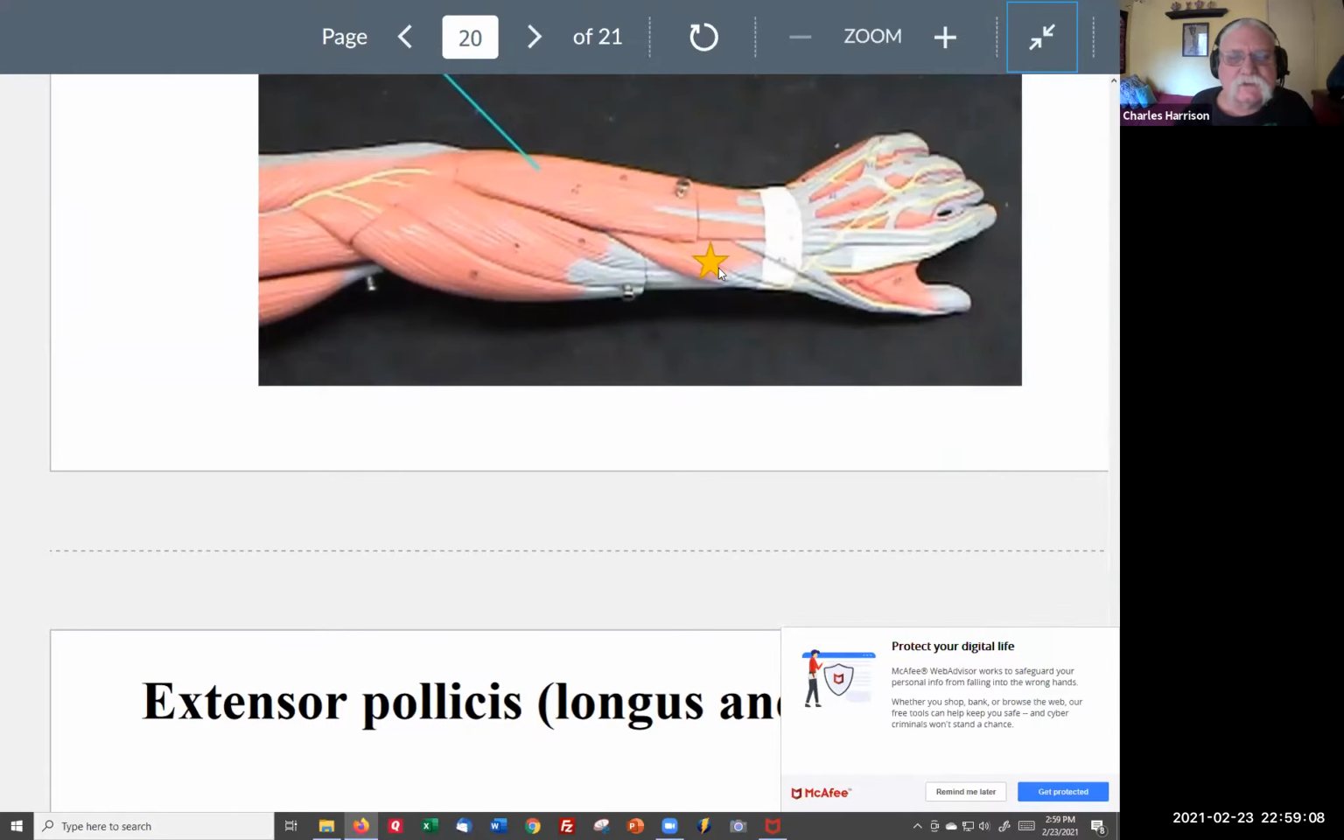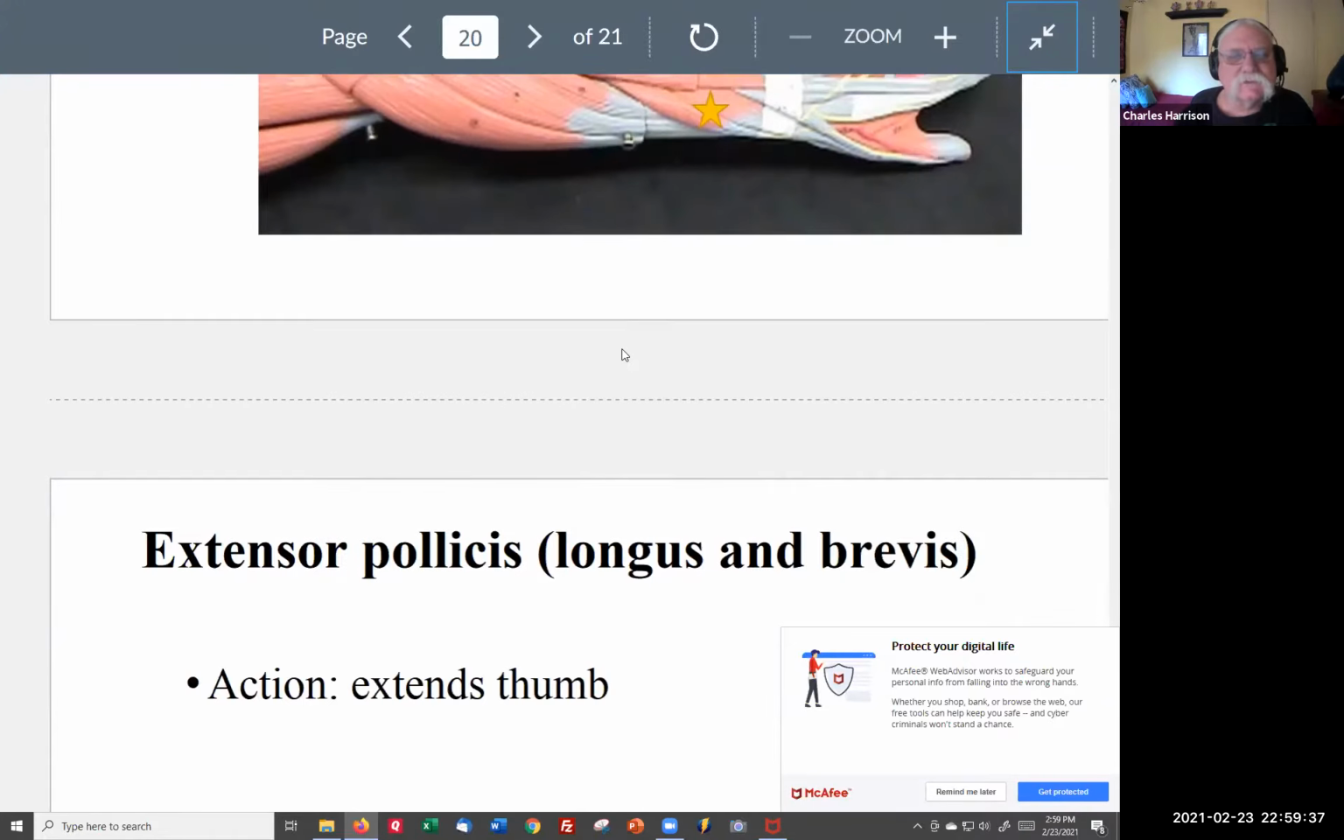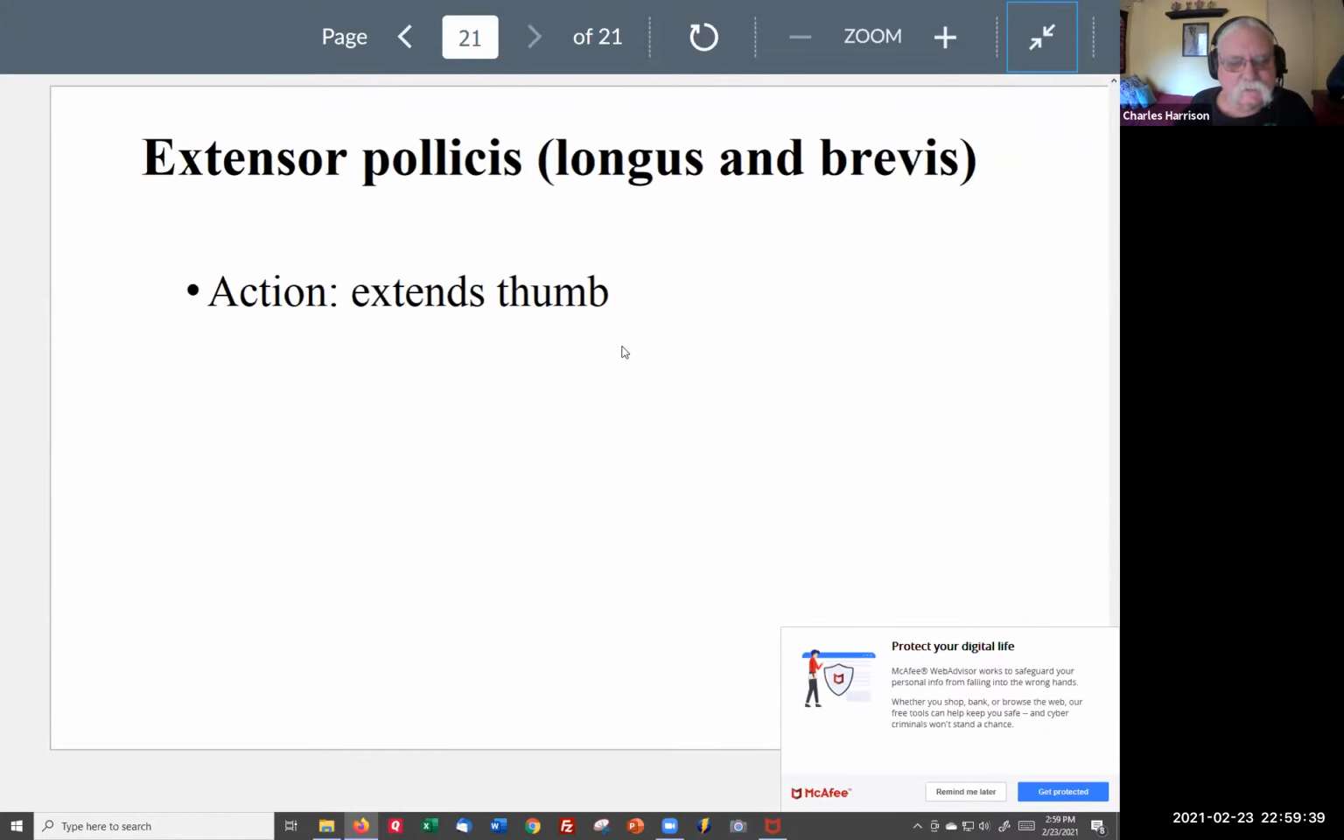This is the pollicis longus going out to the thumb. It's often called the hitchhiker's muscle. I am not going to ask you about this one. I'm not going to ask you it at all. So don't be surprised if later on tonight this picture disappears from the screen. It's not that important.